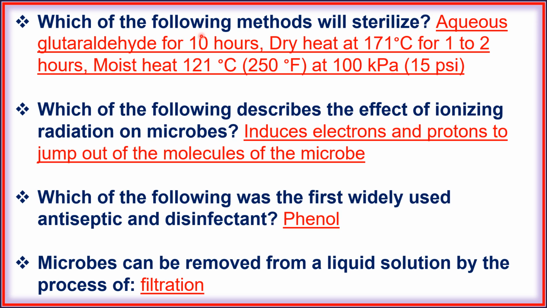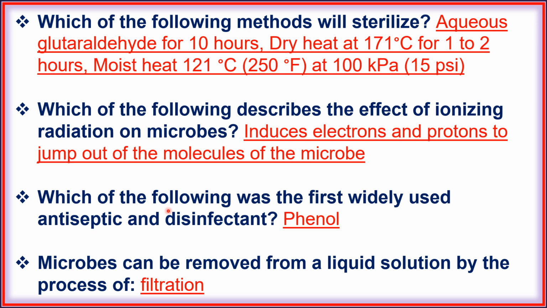Next, which of the following methods will sterilize? Aqueous glutaraldehyde for 10 hours, dry heat at 171 degrees centigrade for 1 to 2 hours, and moist heat at 121 degrees centigrade or 250 Fahrenheit at 100 kilopascal, 15 psi. Next, which of the following describes the effect of ionizing radiation on microbes? It induces electrons and protons to jump out of the molecules of the microbes.